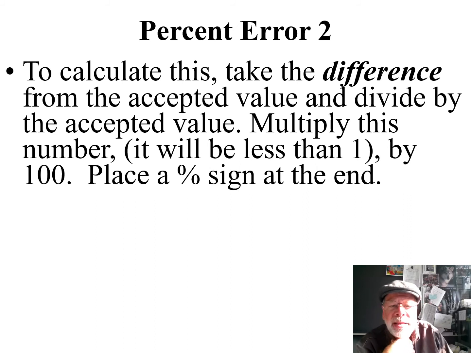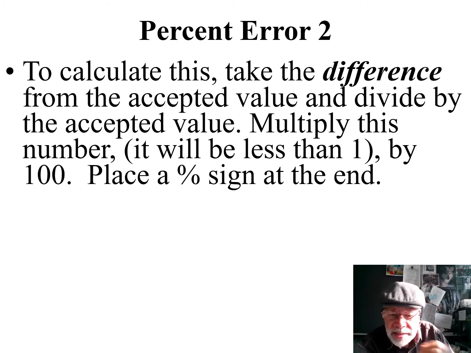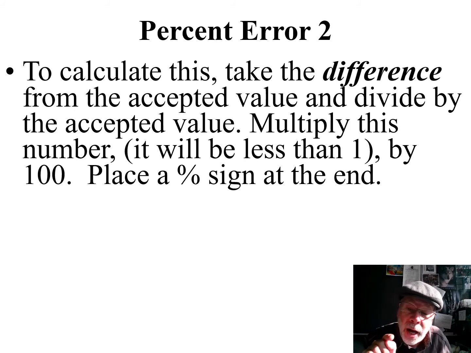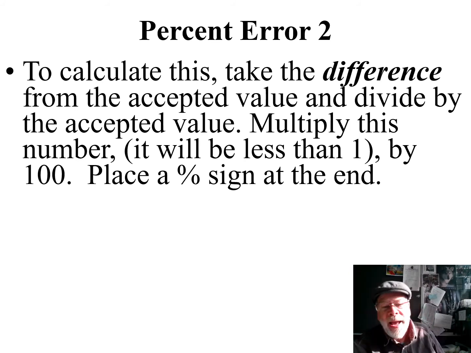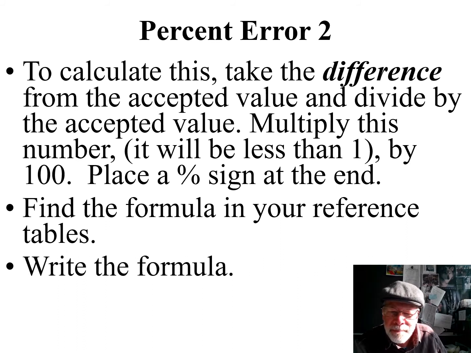To calculate this, take the difference from the accepted value and divide by the accepted value. Multiply this number, it'll be less than 1, by 100. And at the end, place the percent sign. Please don't ever use the percent sign on the calculator. You can hit a percent sign, and that does another calculation. You will not come up with the right answer. So first, find the formula in your reference tables.